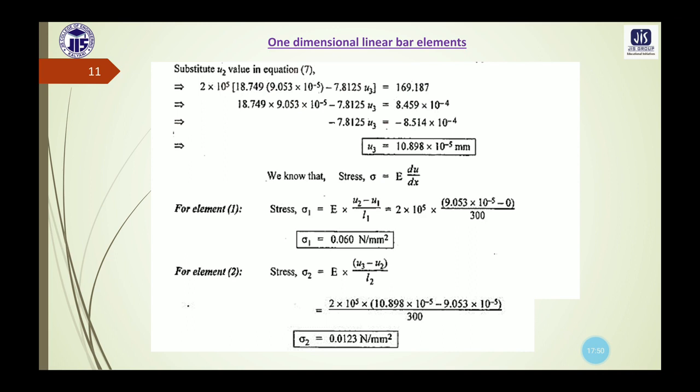In this similar manner, we can calculate the value of the stress for the second element. The formula of the stress for the second element will be sigma 2 equals to E into u3 minus u2 divided by L2. Again the value of the Young's modulus is given in this numerical, and the value of the nodal displacements, that is u3 and u2, and the length of the element are known to us. So finally we can calculate the value of the stress for this element 2, which we are getting is 0.0123 Newton per millimeter square.